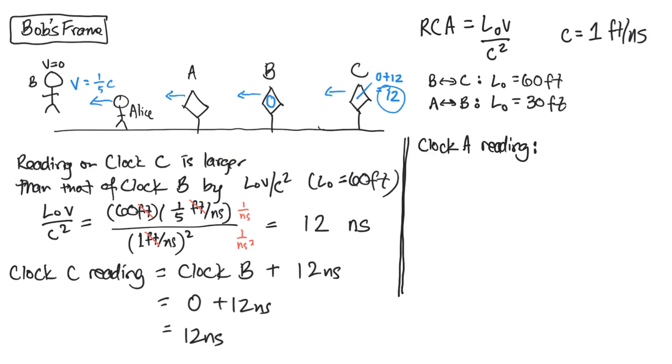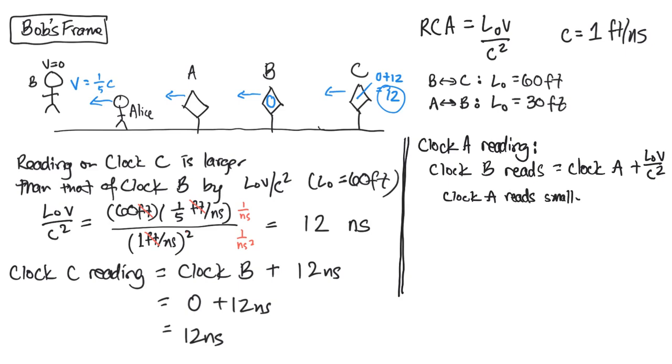And what do we know about the clock A reading? Well, we know that the clock B reading is bigger, and it's bigger by L naught V over C squared, right? Because B is rear to A and the rear clock is ahead. So what that tells us is clock A reads smaller than 0, the reading on clock B, by L naught V over C squared. And this time L naught is not 60 feet, but rather 30 feet. That's the rest frame separation between A and B.